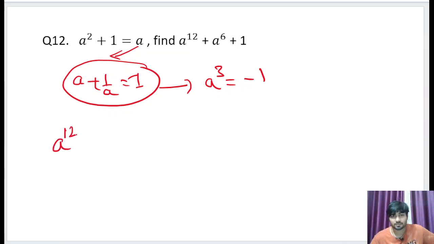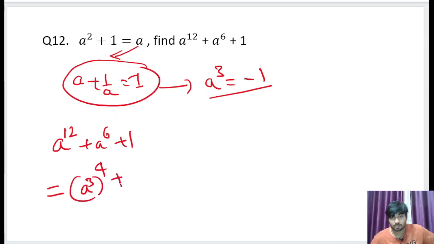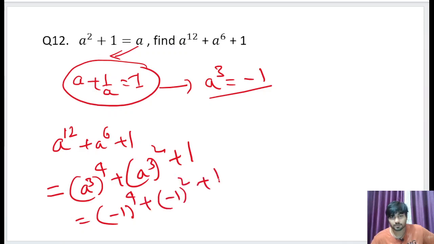What is asked here is a to the power 12 plus a to the power 6 plus 1. From this expression, I can see that I have a power of 3, so this is a cube to the power 4 plus a cube to the power 2 whole to the power 2 plus 1. Now a cube is minus 1, so we have minus 1 to the power 4 plus minus 1 square plus 1. So this is 1, this is 1, this is 1. So the answer is 3.